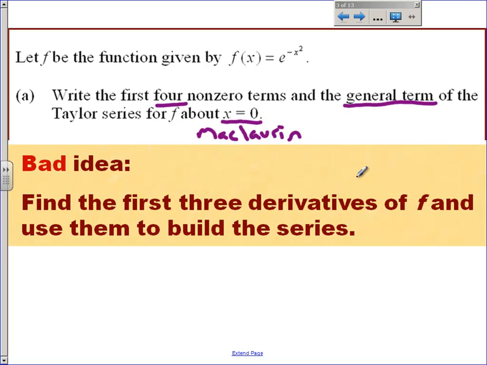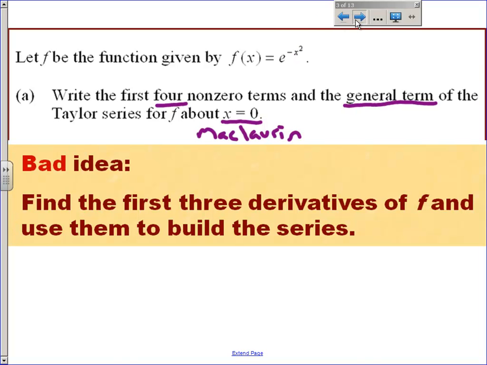Now, as some of you hopefully realized today, these derivatives can get messy. It would be a bad idea to find the first three derivatives of f and then use them to build the series. You're going to get product rule, you're going to get chain rule, and you're going to get bogged down. And some of you experienced that boggy downiness today.